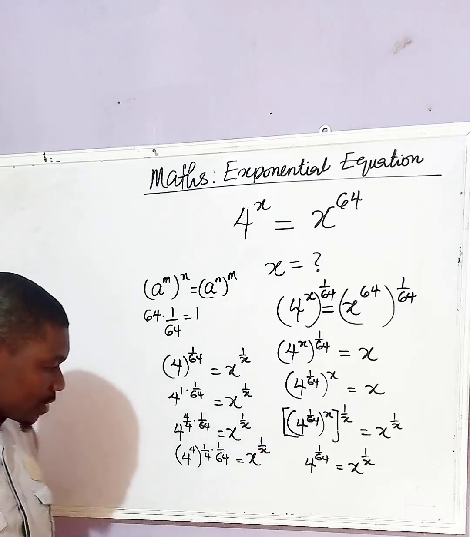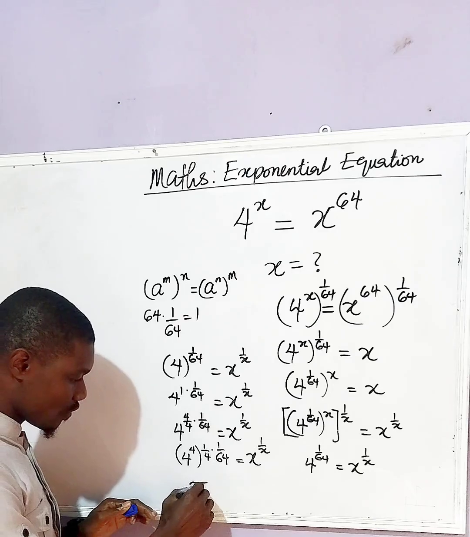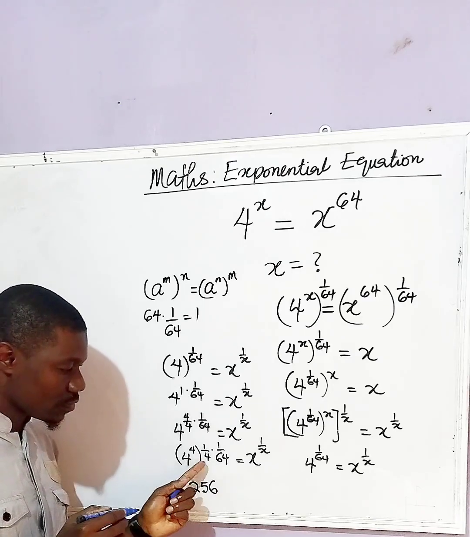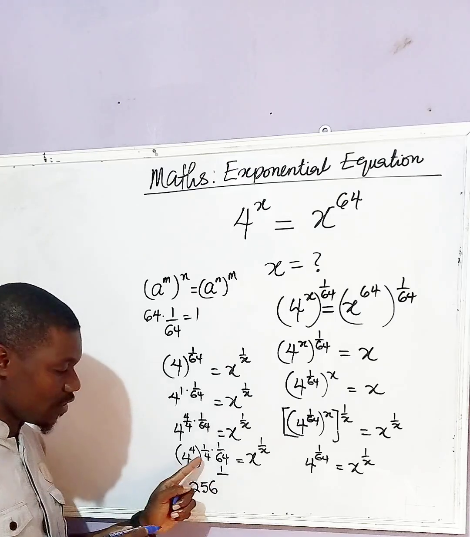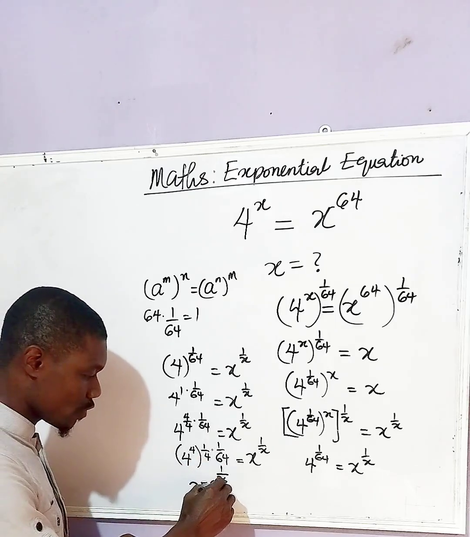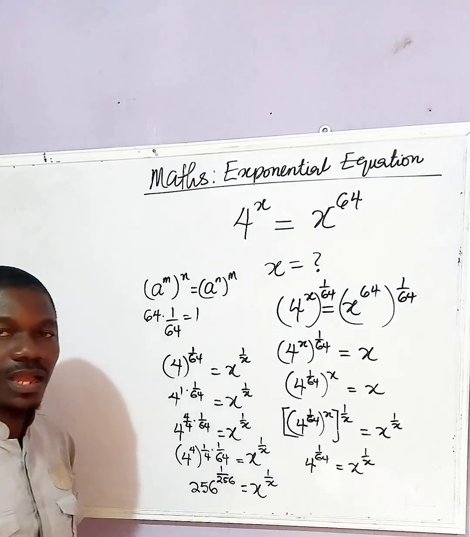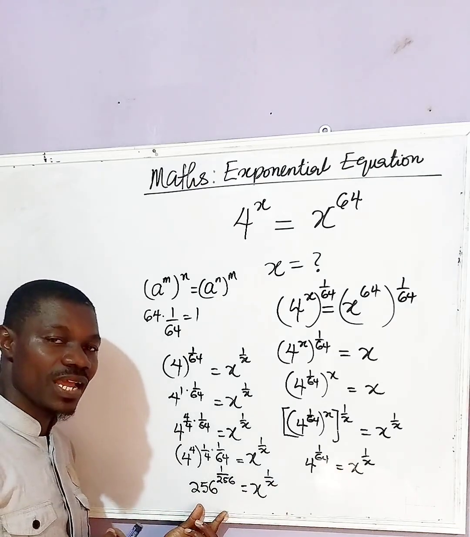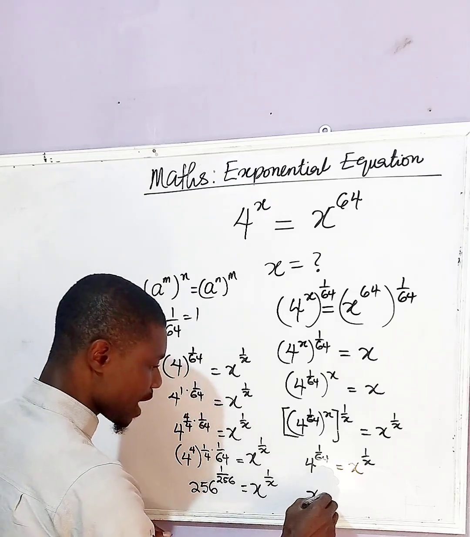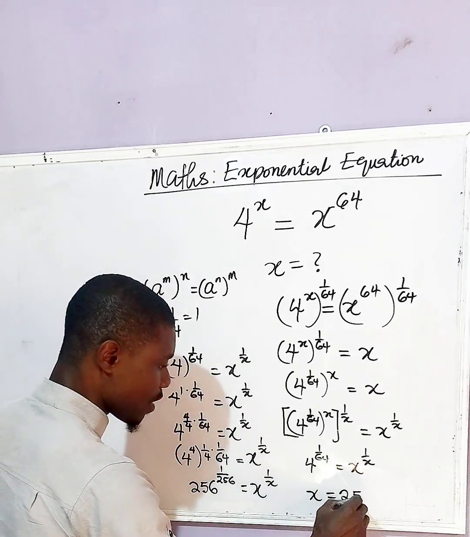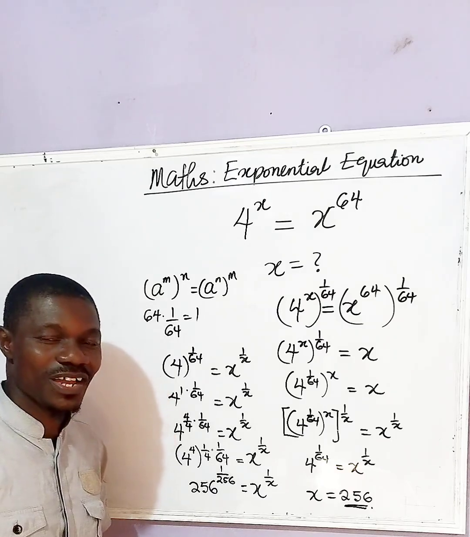At this point, 4 raised to the power of 4 will give us 256. Now 4 times 4, or 1 times 1, will give us 1, all over 4 times 64, which will give us 256. Then equals x raised to the power of 1 over x. Looking at the left hand side and the right hand side, by comparison, we can agree that x equals 256. Thank you and God bless.